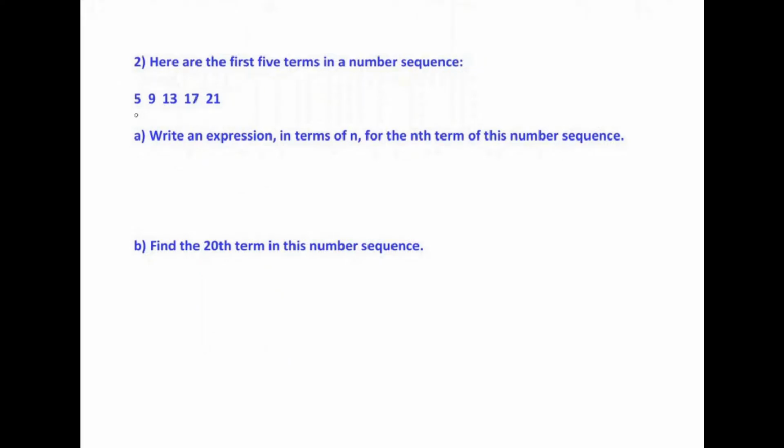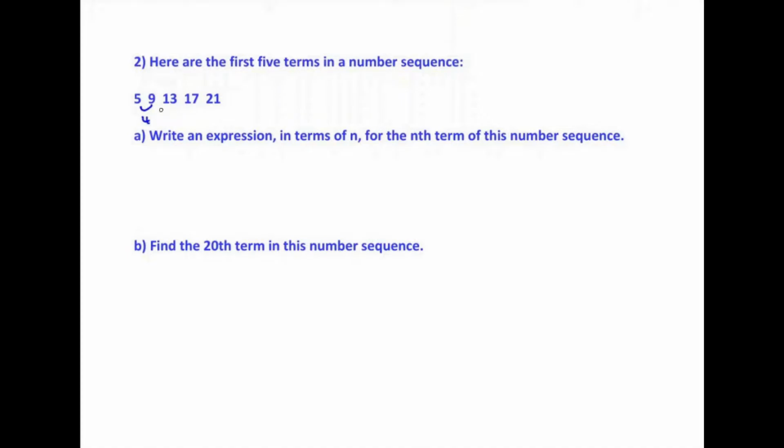Second question, we have the first 5 terms of the number sequence. The numbers are 5, 9, 13, 17, and 21. In part A, it says write an expression in terms of n for the nth term of this number sequence. So I'm going to find the difference between each of the numbers.